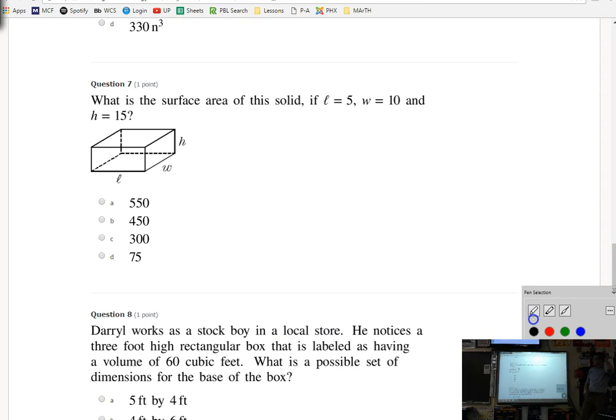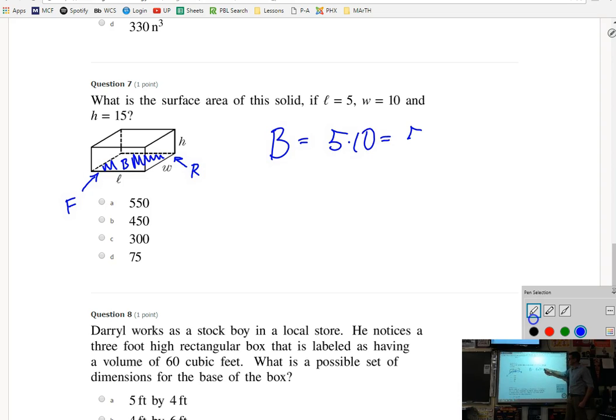So we can either use the formula process or we can use the match faces process. Sure, let's use the match faces process. So if we call this my front, this my right, and the bottom, my big B. Well, my big B uses the length and width, so 5 by 10. My front uses the length and height. So that would be 5 by 15.